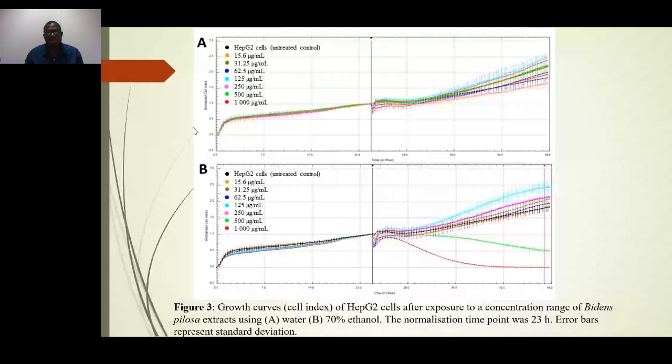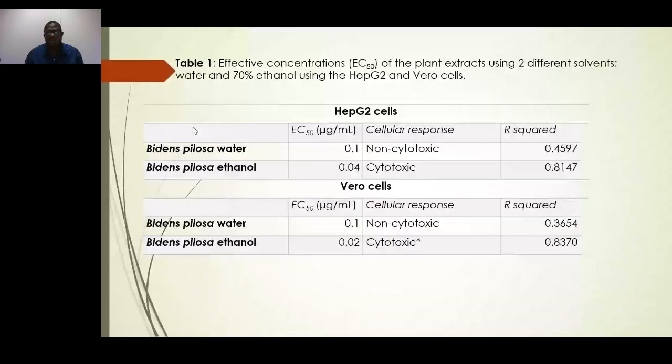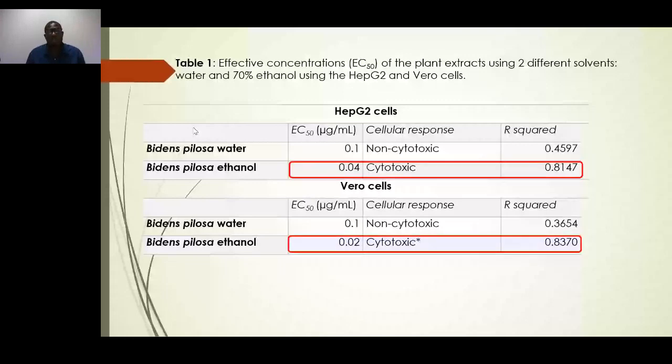So this table summarizes the EC50. If you look at the table properly, you can see that the EC50 of the ethanol extract is 0.04, and that is for the HepG2 cell, while the ethanol extract for the Vero is 0.02, which shows that the ethanol extract is cytotoxic, unlike the water extract.